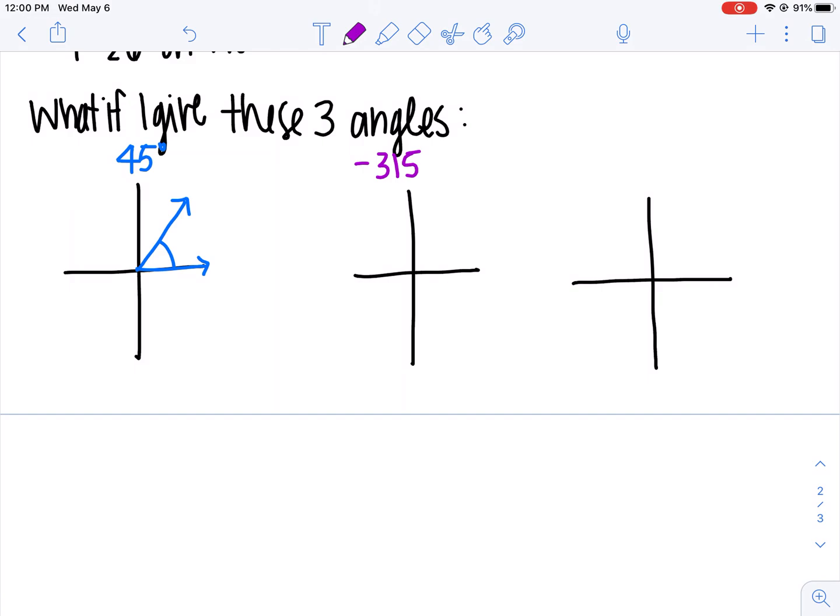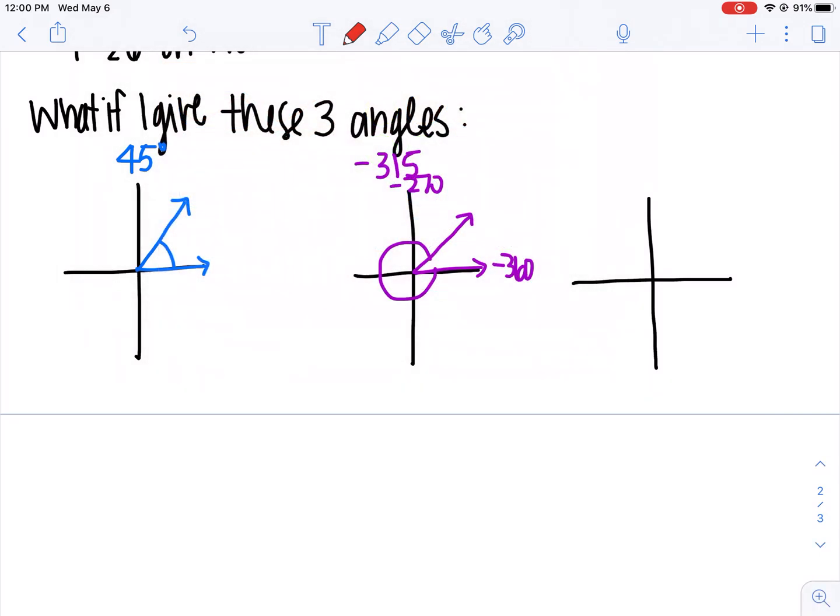So this was a negative 270. This was a negative 315. Or sorry, that's 360. I don't know what I'm thinking here. So then 315 is going to go in here, but it's going to go this way.